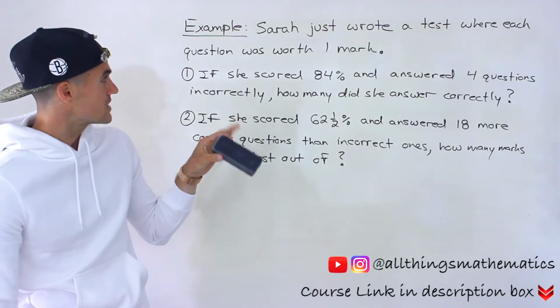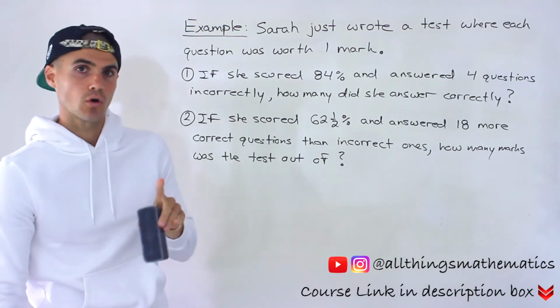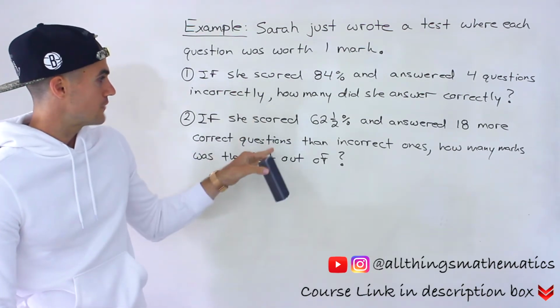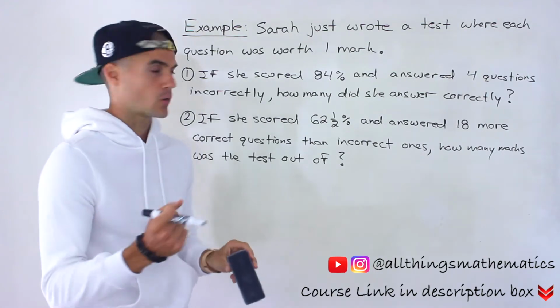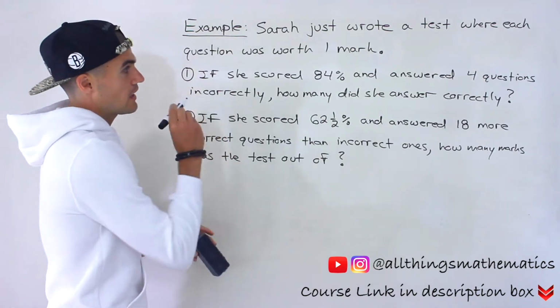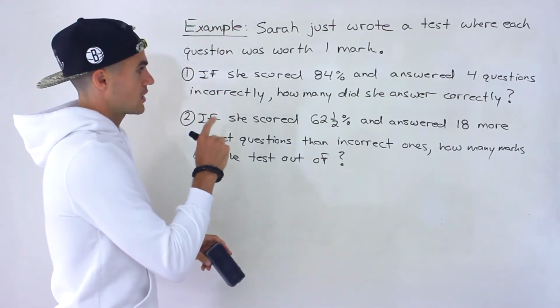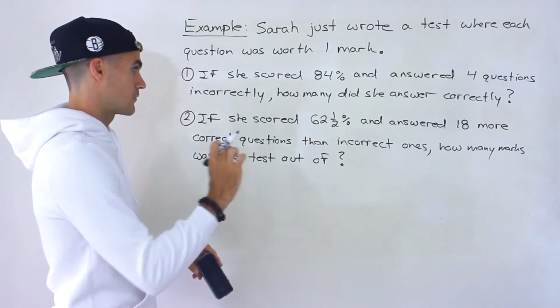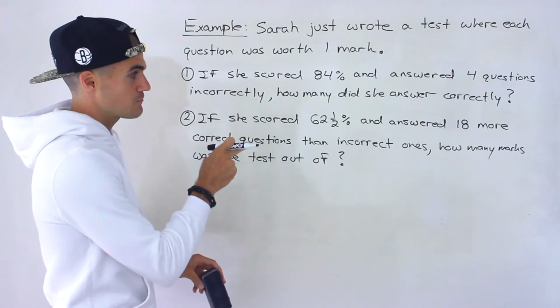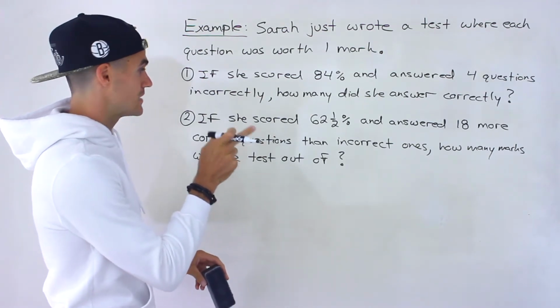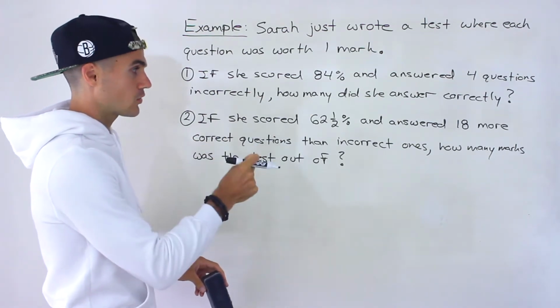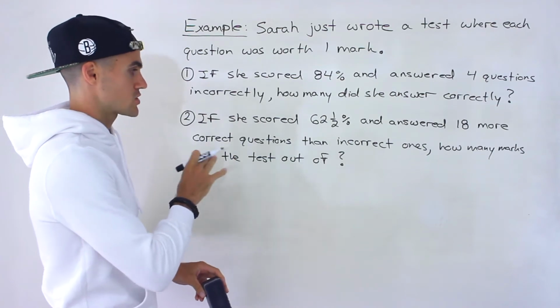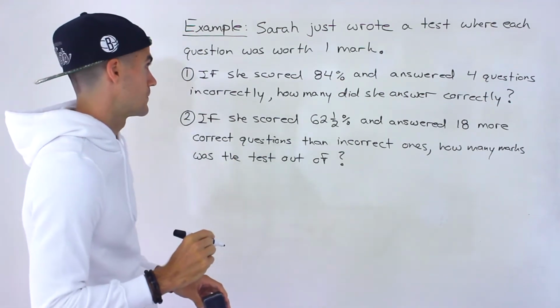So Sarah just wrote a test where each question was worth 1 mark. And we have two scenarios here, so two different questions. If she scored 84% and answered 4 questions incorrectly, how many did she answer correctly? And then number 2, if she scored 62.5% and answered 18 more correct questions than incorrect ones, how many marks was the test out of?